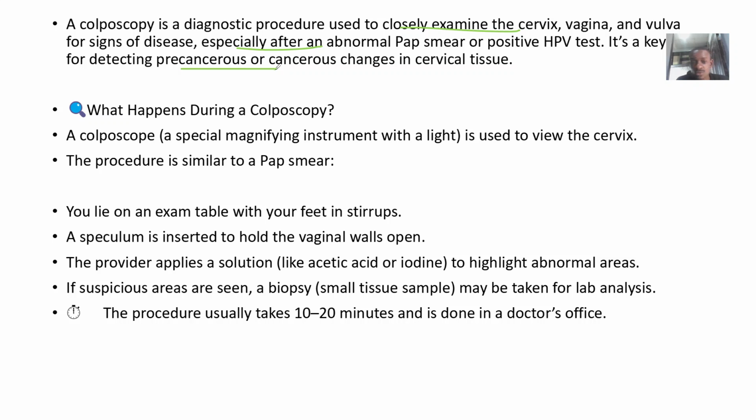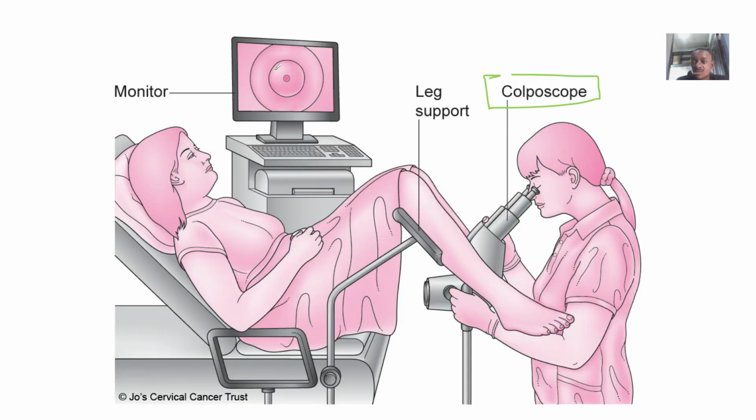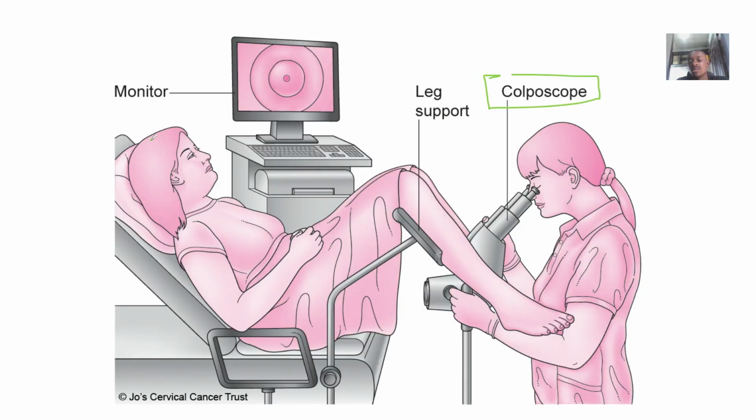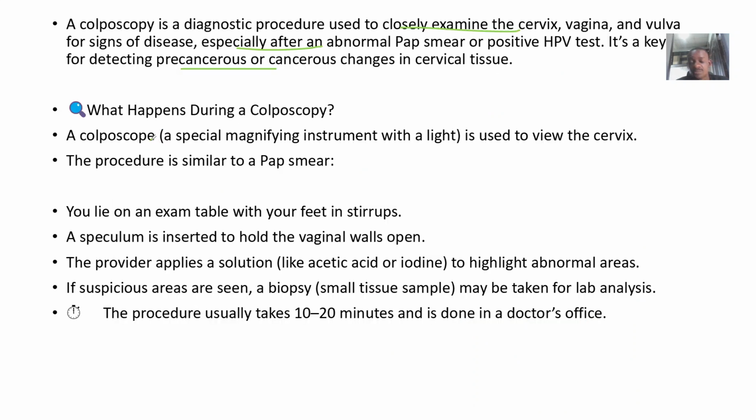So a colposcope is a special magnifying instrument, all right, with light. You use it to view the cervix. The procedure is similar to a pap smear, all right. So the woman will actually lie here, all right. She'll lie on the examination table. You can see the way she took her legs up. That's a stirrup. A speculum is inserted to hold the vaginal walls open.